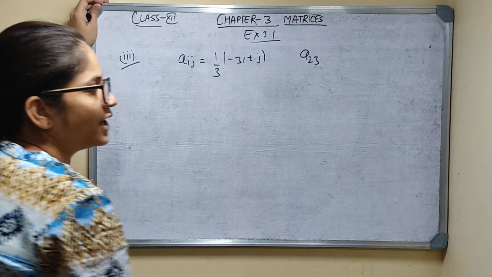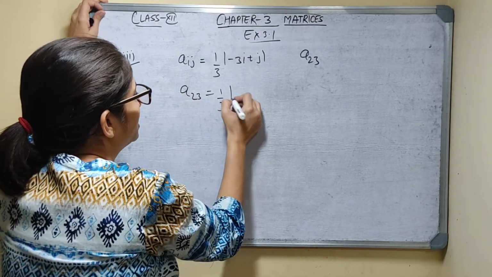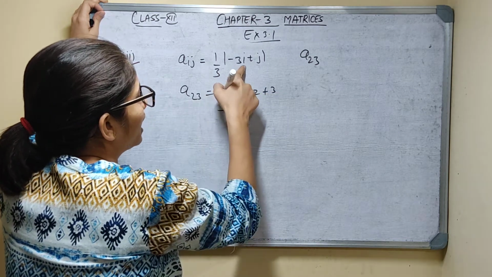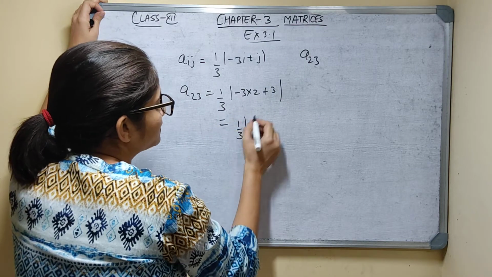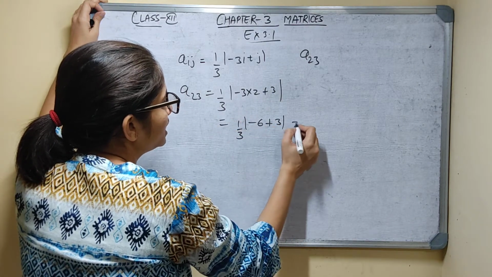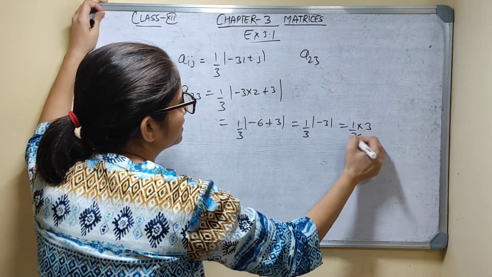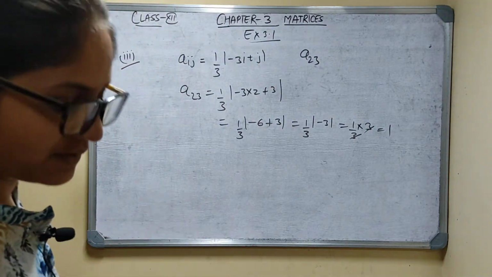You have to write the value of A23. Directly I am writing. A23 will be what? 1 by 3 mod of minus 3 into 2 plus 3. 2 is what? I. 3 is what? J. So 1 by 3 mod of minus 3 twos are 6, minus 6 plus 3. 1 by 3 mod of minus 3. So 1 by 3 into 3, that is 1. Answer is 1. Is it clear? A23 is equal to 1.